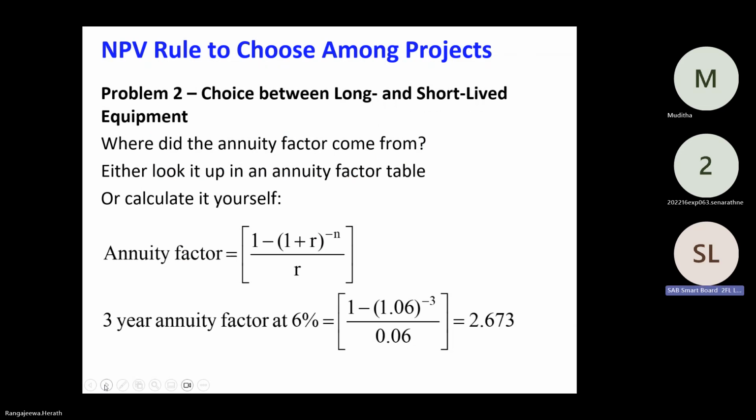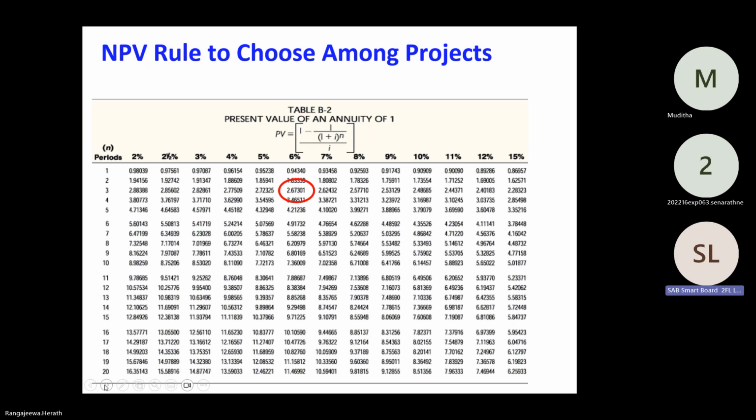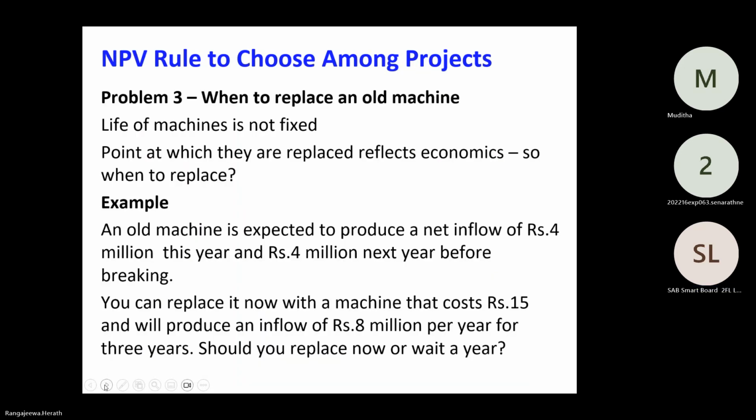Right? This is how the annuity factor is found. We can derive a formula: 1 minus (1 plus r) to the power of minus n, divided by r. Right, the annuity factor. We don't really need that; we can take it from a table. Right? This is the present value interest factor annuity table.